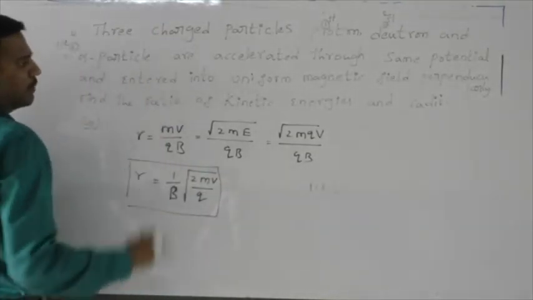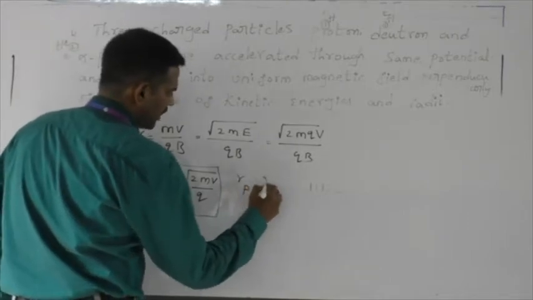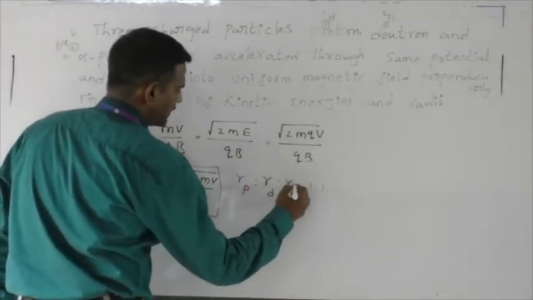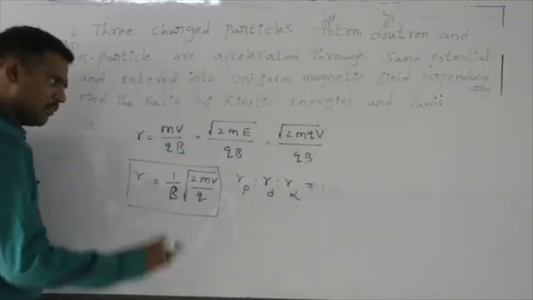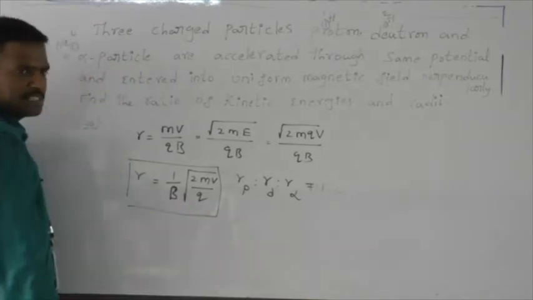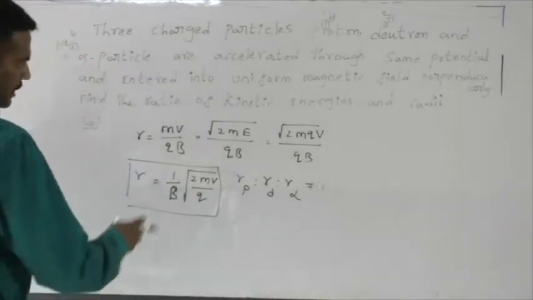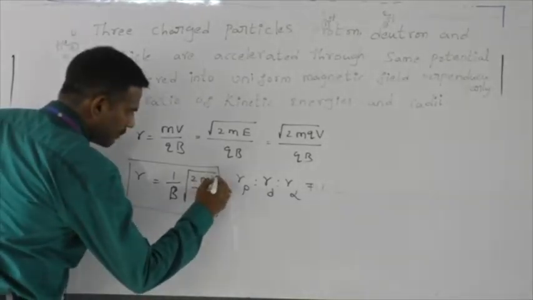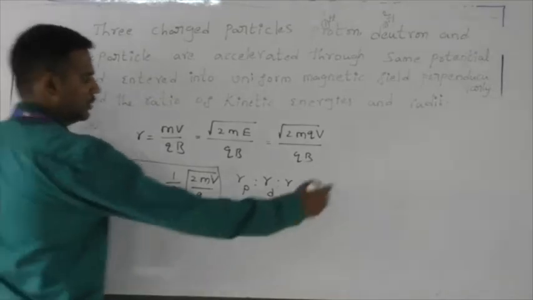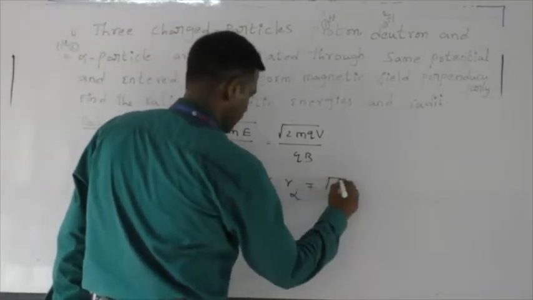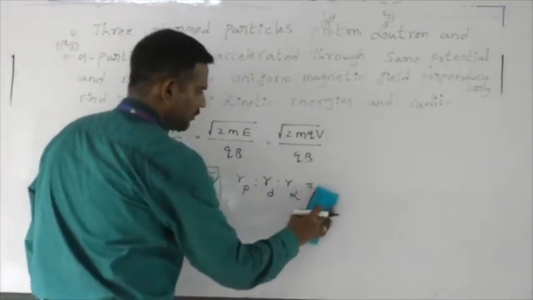Now shall we apply this formula to the question? The radius of proton, the radius of neutron, the radius of alpha particle. I want to find the ratio. Now let me substitute the information one by one. For all of them, the magnetic field will be the same. For all of them, the 2mV, where capital V stands for potential, the potential is also the same. Therefore, what will be the ratio? Root of m by q. This will be different for each of them. That's what we are going to write now.